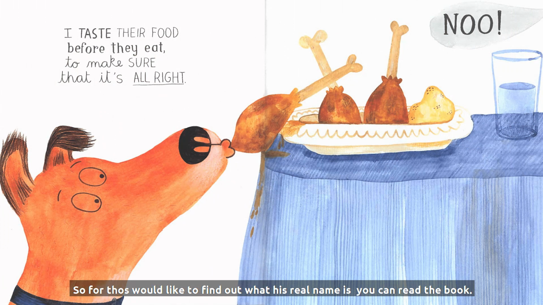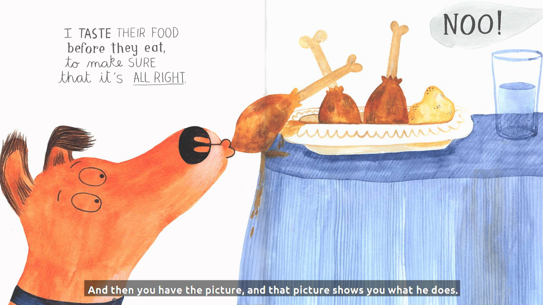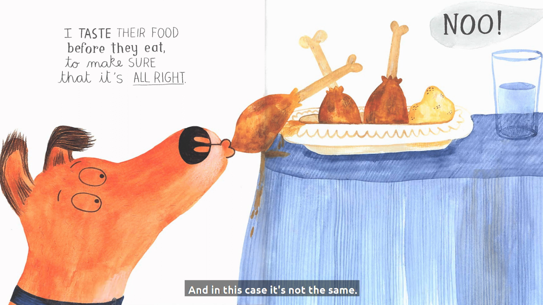So for those who'd like to find out what his real name is, you can read the book. But what this demonstrates is that you have a print text, and that print text tells us what the dog thinks. And then you have the picture, and that picture shows you what he does. And in this case, it's not the same. So the print text and the images contradict each other.